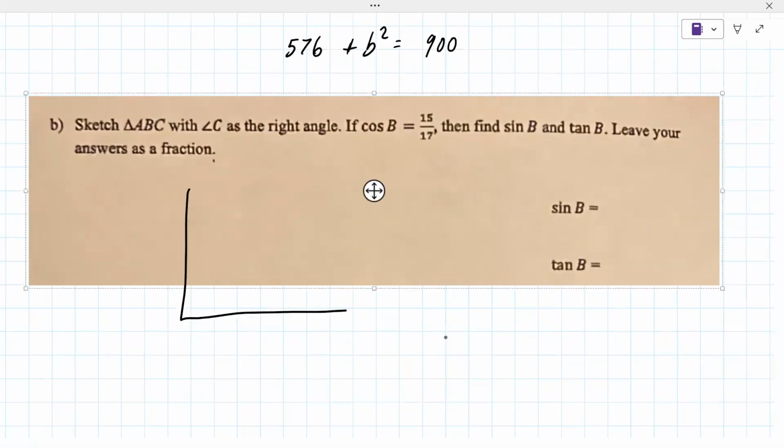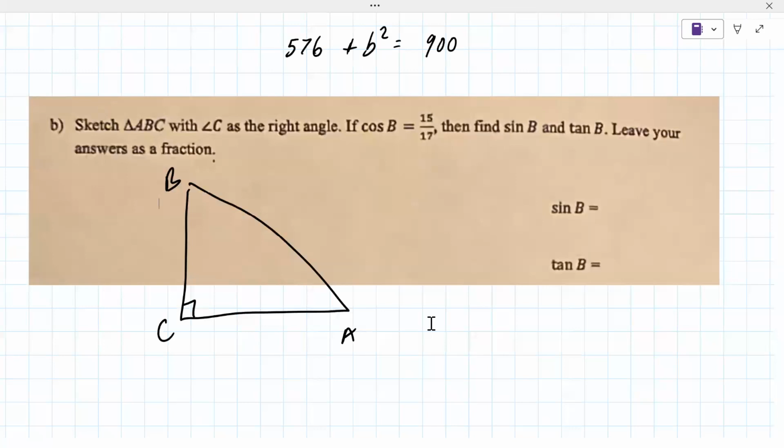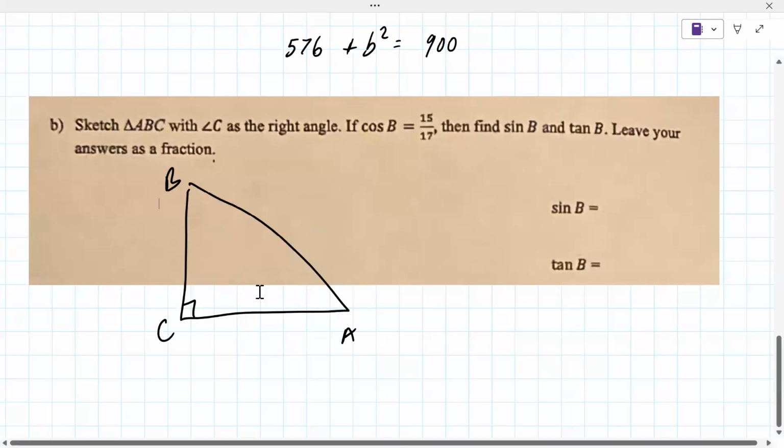So they're telling you that C is the right angle. And then if you don't like where B is, you can move it to the other spot. But cosine of B, could you tell me where 15 and 17 go? If it's cosine, that would be adjacent over hypotenuse.